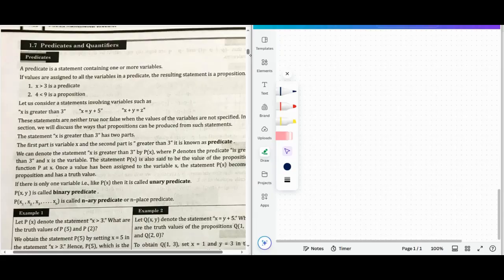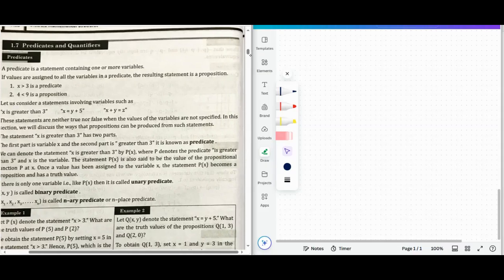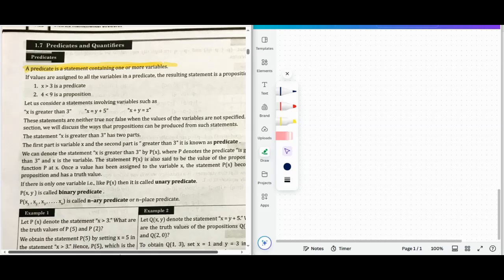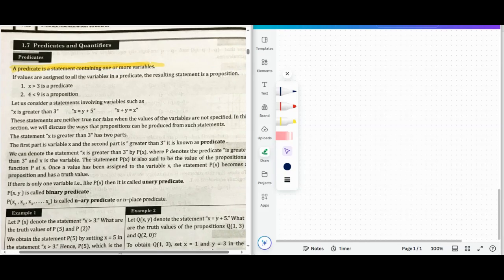What is meant by predicate? Predicates are statements containing one or two variables. If a statement has one or two variables, then it is called a predicate. What is a variable? A variable is nothing but an alphabet. If you have one or two alphabets in the statement, then it is called a predicate.